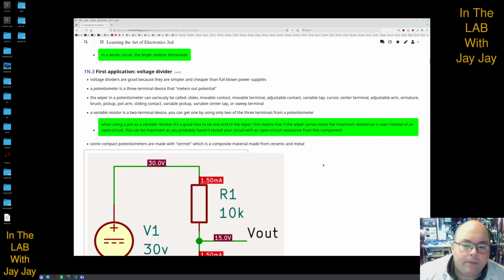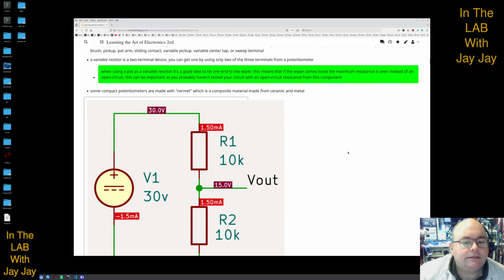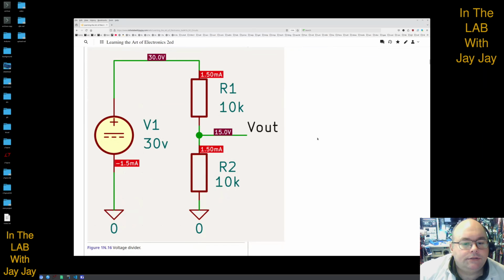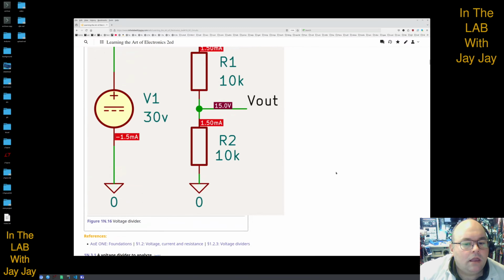This means that if the wiper comes loose, the maximum resistance is seen instead of an open circuit. This can be important as you probably haven't tested your circuit with an open circuit resistance from this component. So just get in the habit of tying off one end of your wiper on your potentiometers if you're using them as a variable resistor. So here is our first voltage divider.